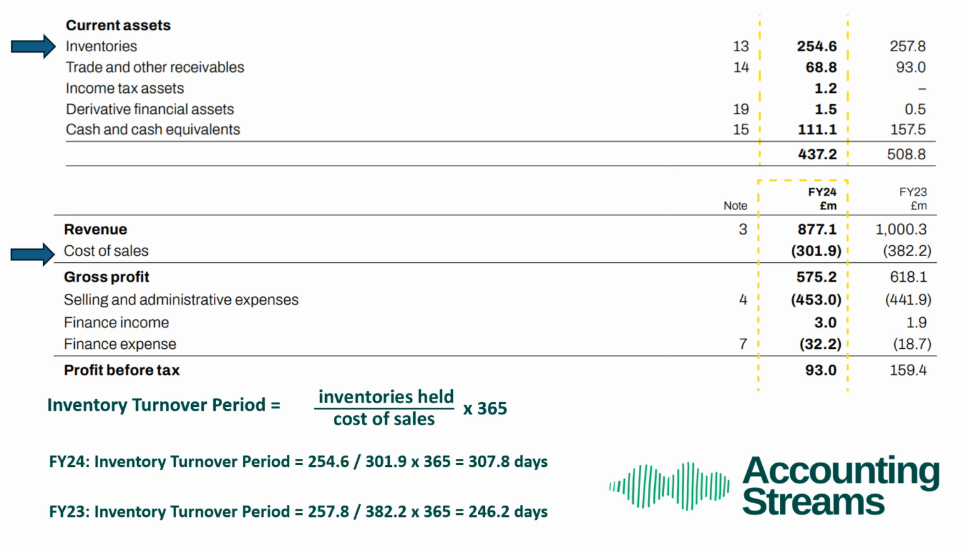Using these figures, we can see that the inventory turnover period has gone from a period of 246.2 days in financial year 23 to 307.8 days in financial year 24. So it's taking the company 307.8 days to turn the raw materials into a sale. That's a long time, and it's got considerably longer in financial year 24.